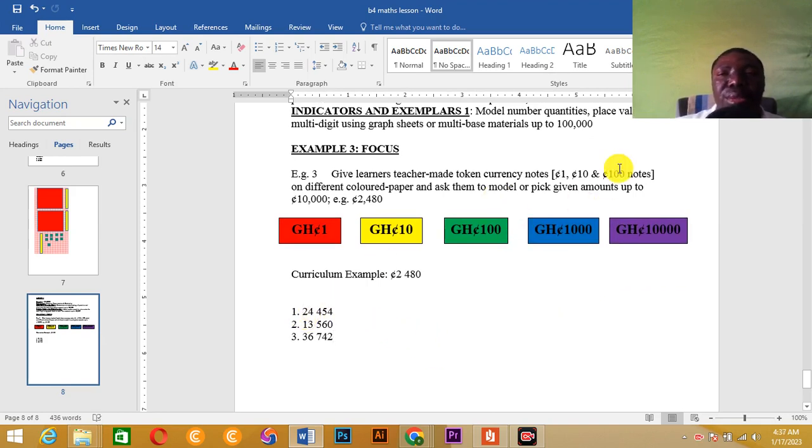An amount. So now if you have something like this, how do you represent it with the token given? You are given something like that. How do you represent it with the token given?